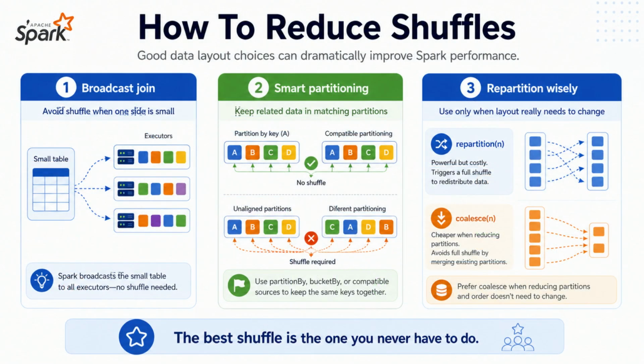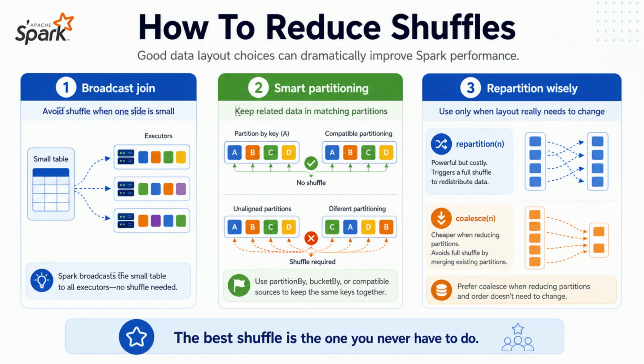There are several ways to reduce shuffle cost in Spark. When working with large-scale data processing, minimizing the amount of data that needs to be shuffled across the cluster can significantly improve performance and resource efficiency. Understanding and implementing effective strategies is essential for optimizing Spark jobs.